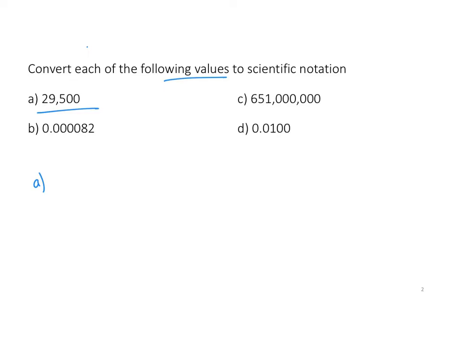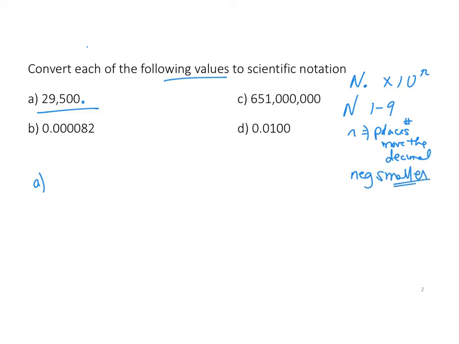So for A, you just imagine that the decimal is there, and then for scientific notation, the number is a decimal times 10 to a little n. Now the number has to be 1 through 9, and little n is the number of places you had to move the decimal. If your little n is negative, that means the actual number is smaller than 1. And if it's a positive exponent, then the number is greater than 1. So you see that 29,500 is greater than 1.